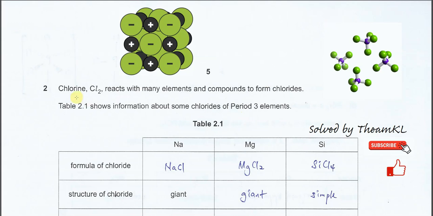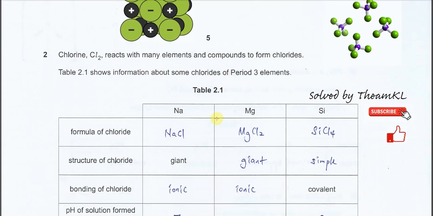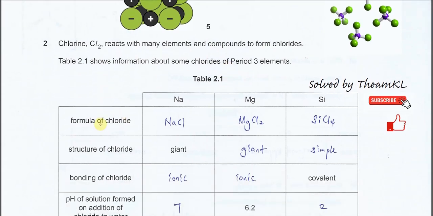Question 2. Chlorine reacts with many elements and compounds to form chlorides. Table 2 shows information about some chlorides of period 3 elements. Let's move on to the first one. Formula of chlorides. So there are 3 period 3 elements here.